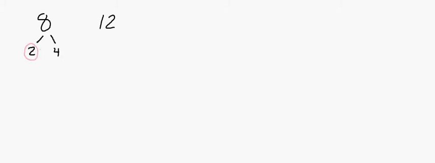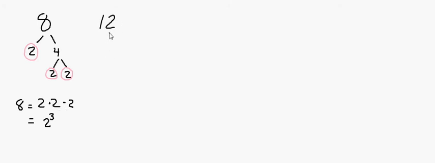4, however, is not a prime number, so we have to keep breaking it down until we get all prime numbers. To make 4, I multiply 2 by 2. 2 again is a prime number, so now I have my prime factorization of 8. 8 is equal to 2 times 2 times 2, and we know this is correct because 2 times 2 equals 4 and 4 times 2 equals 8. Another way of writing this is 2 to the power of 3.